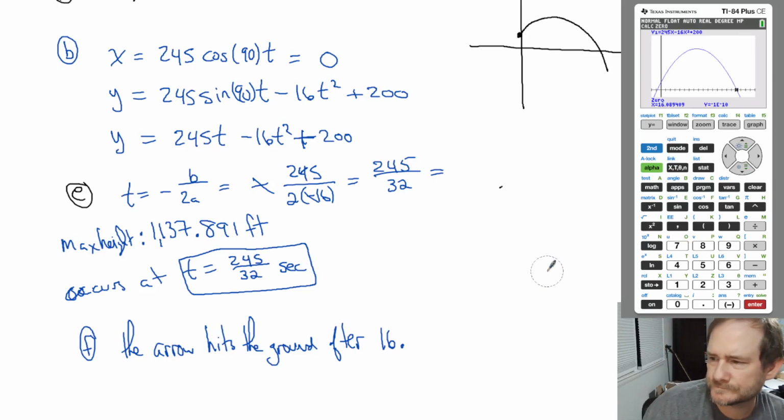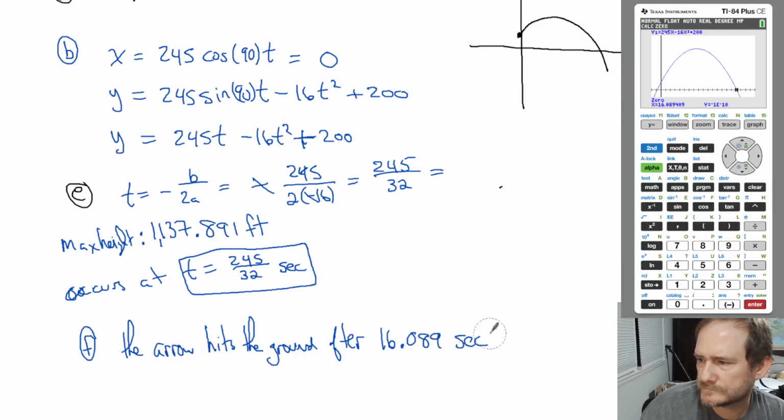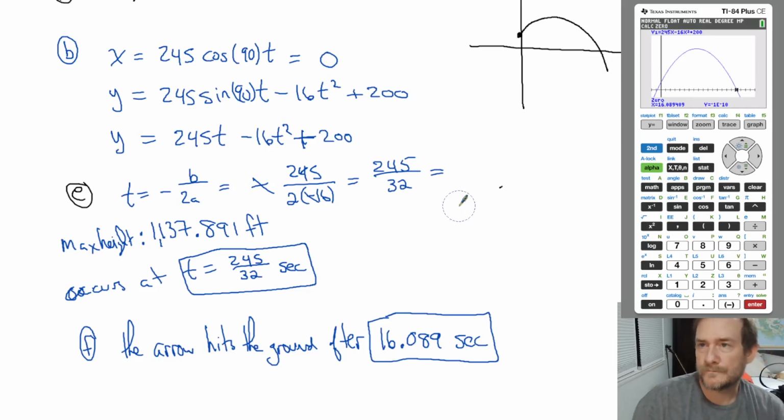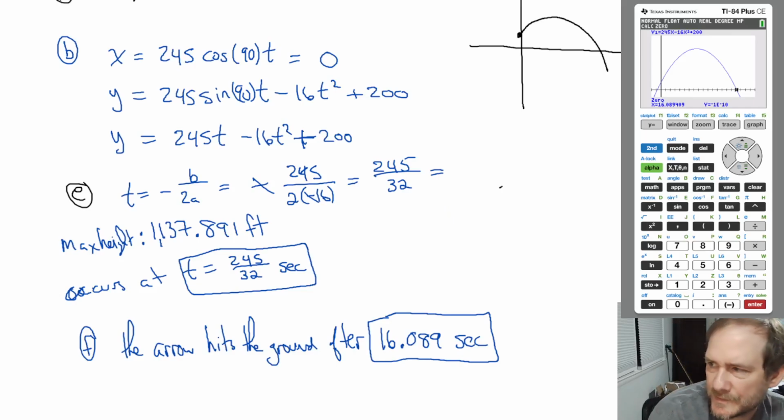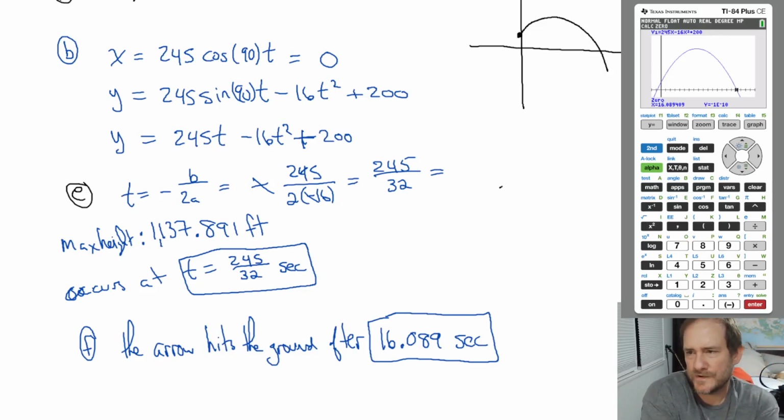16.089. There you go. So that's that for that problem. So that problem covered maximum height. It covered height at a specific time, the 4 seconds, and it covers how long we stay in the air. So that question actually covered pretty much everything you need to know, but we'll do the rest anyway.